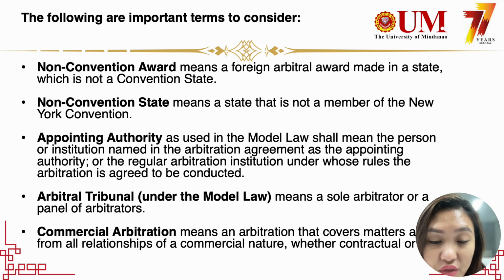And we have the appointing authority. It refers to a person or institution named in the arbitration agreement as the appointing authority, or it refers to a regular arbitration institution under whose rules the arbitration is agreed to be conducted. And we have the arbitral tribunal, so it's a sole arbitrator or a panel of arbitrators. And when we say commercial arbitration, it's an arbitration that covers matters involving relationships which are commercial in nature.